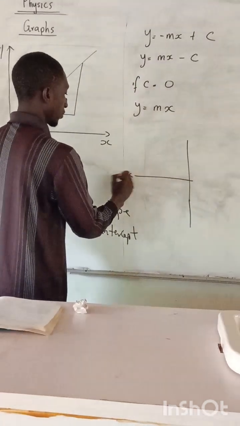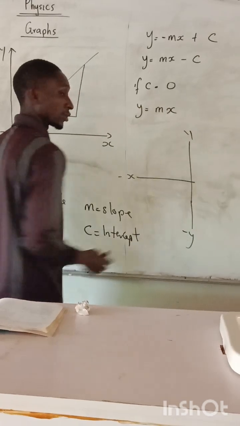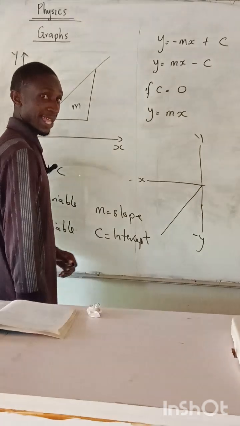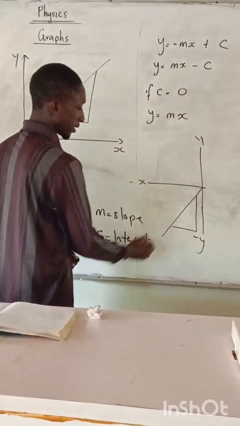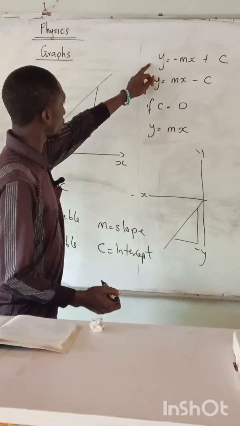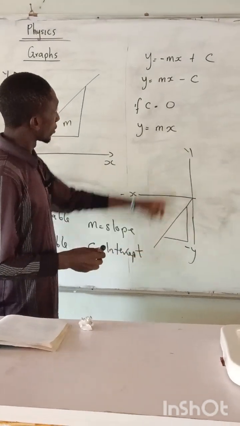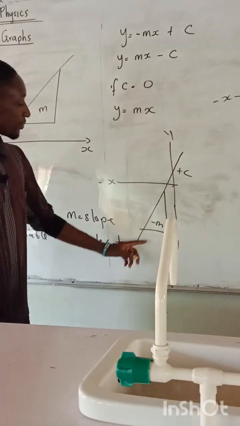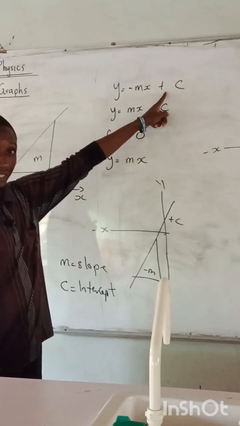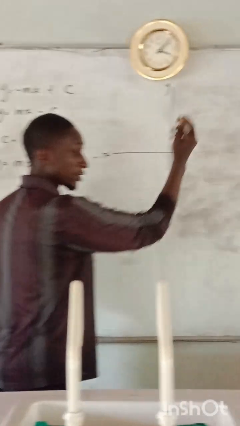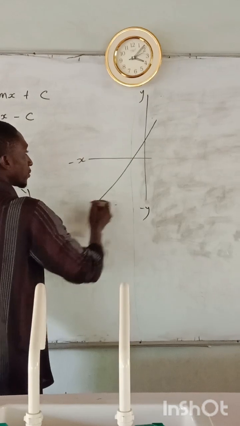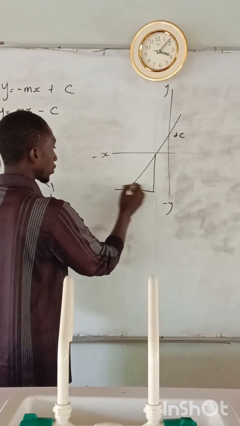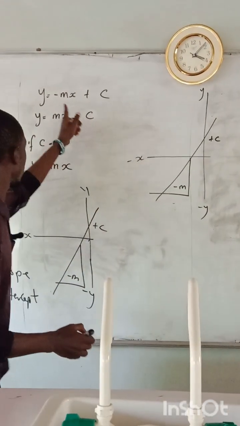So this is minus x, this is minus y, and this is y. So some graphs could come in this form, and then you take your slope in this manner. So this satisfies the equation, the slope becomes negative. Because we have a positive intercept here, when the graph is plotted, you're going to have a straight line graph cutting through. So you're going to have a plus c here, and then when you draw your slope, you have your minus m. So this satisfies this first equation.